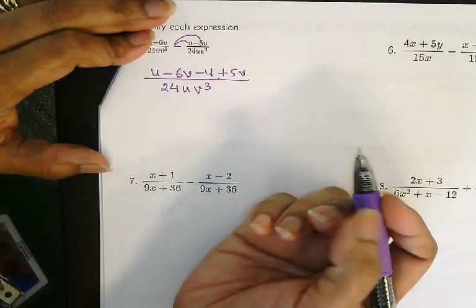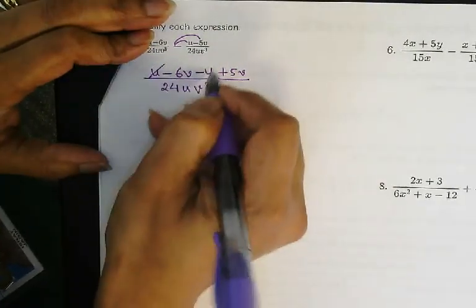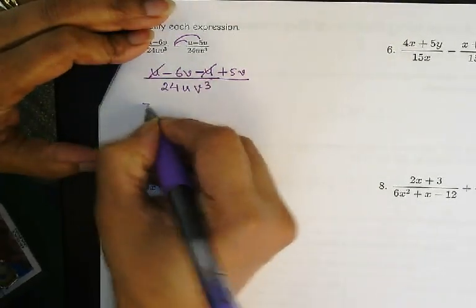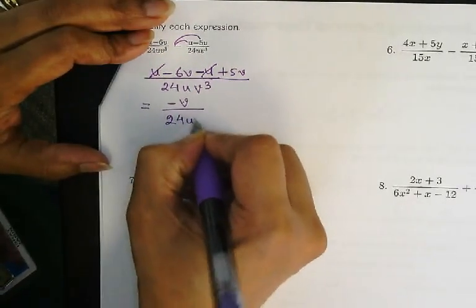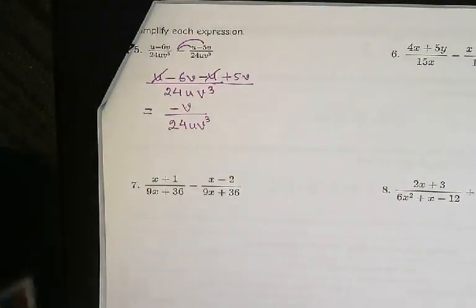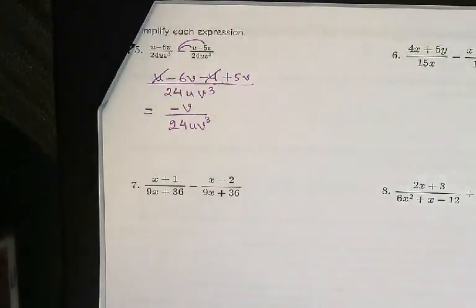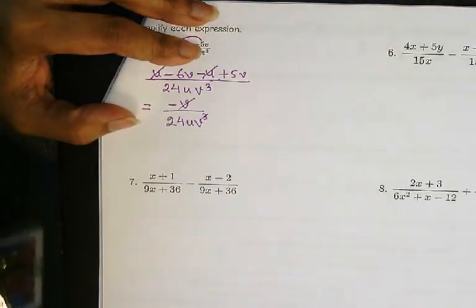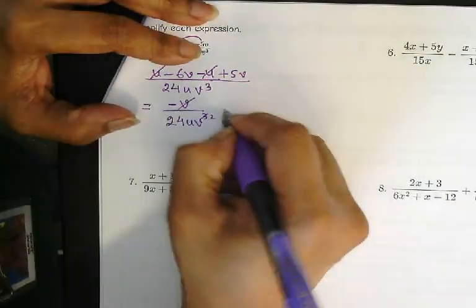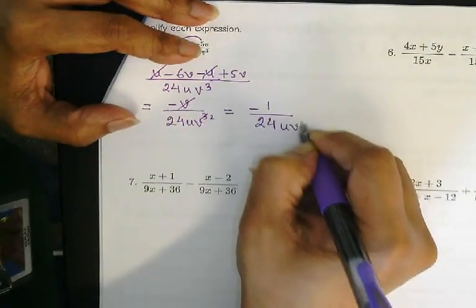Now, we're going to combine the like terms. Who is going to go with u and u? They cancel each other. What do I have over here? Negative v over 24uv cubed. Now, I can cancel a v with a v in the denominator. Now I can cancel because it's not any addition or subtraction. They're multiplication. I can cancel them. So this v and one of the v from here can be cancelled. So I'll be left with negative 1 over 24uv squared.